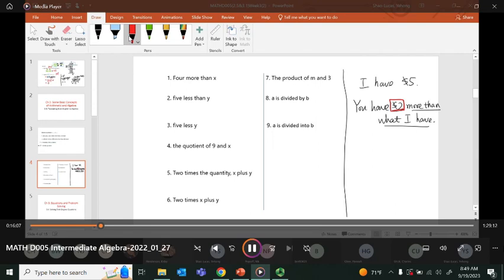So that's 2. Let me move it a little closer. Okay, so let me see if I can do this. I have $5 and you have $2 more than what I have. All right, in this case, I will write down a number 2 for that $2. More than means plus. What I have is $5. I just put $5 in there. So this will give us what we have.